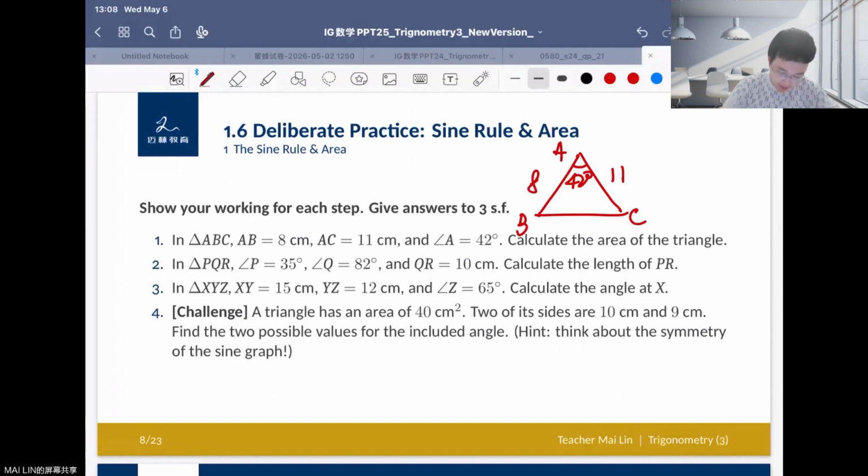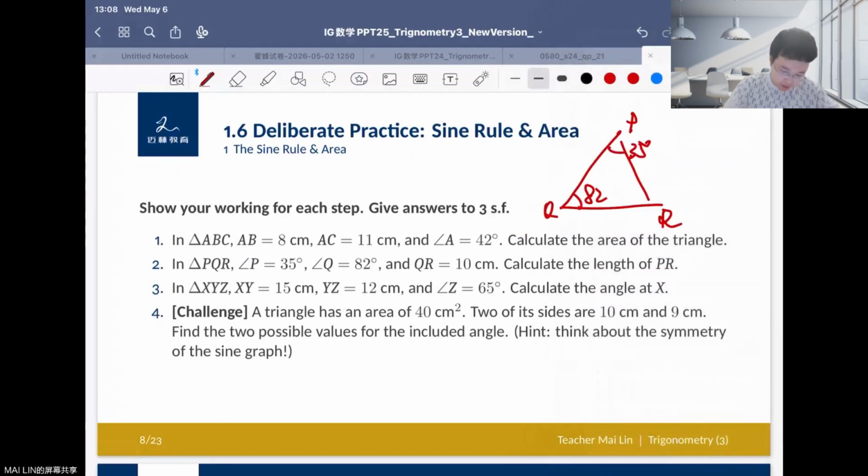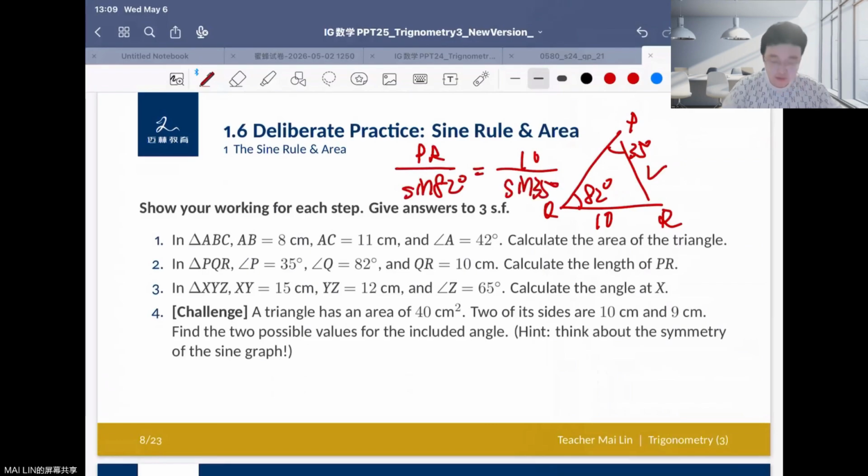If you want to calculate the area, that is a half times two sides, 8 times 11 times sine 42 degrees. This is for the first problem. For the second problem, in triangle PQR, angle P equals 35 degrees and angle Q equals 82 degrees. We know that QR equals 10, the side opposite the 35 degree angle. Calculate the length of PR. So PR over sine 82 degrees equals 10 over sine 35 degrees. Then you can calculate the length of PR. That is problem 2.